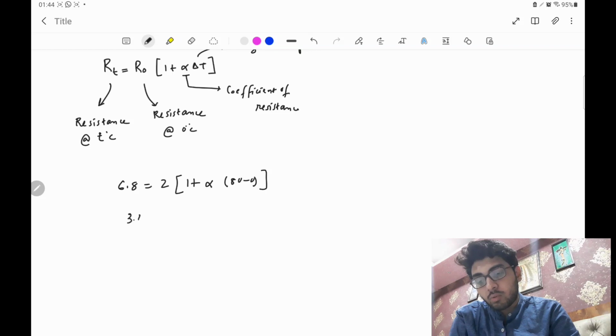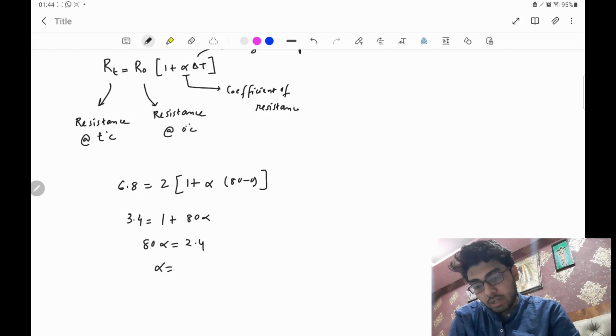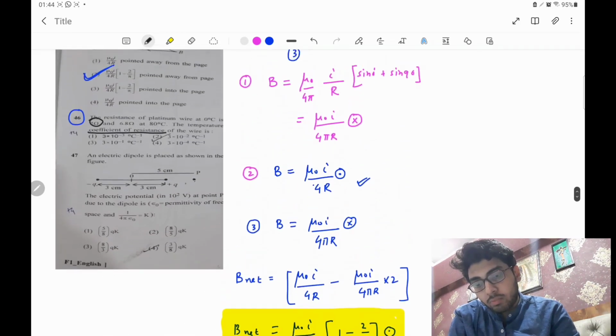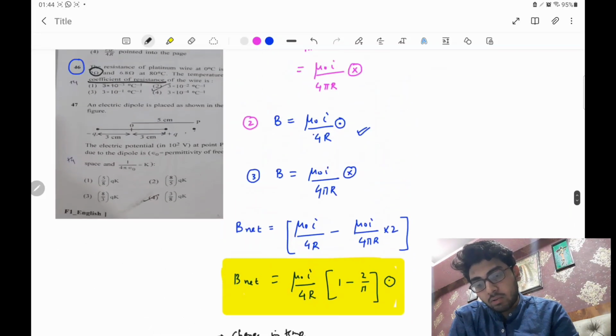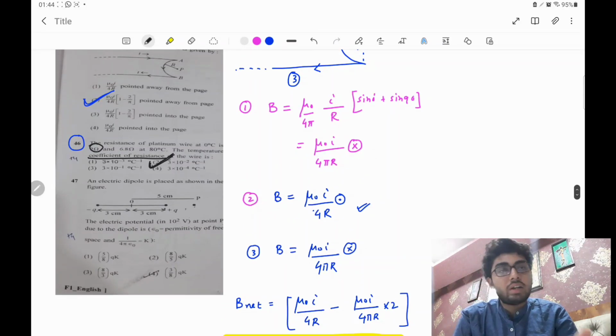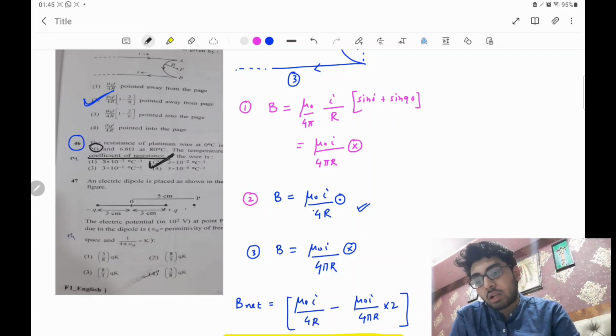So this is 3.4 equals 1 plus 80 alpha. So 80 alpha is coming out to be 2.4, and alpha is coming out to be 2.4 by 80. So this is 0.03, if I am not very wrong. So this is coming out to be 0.03 or 3 into 10 to the power minus 2 per degree Celsius, isn't it? Okay, so this is coming out to be option 2. Okay, so now come to the next question.